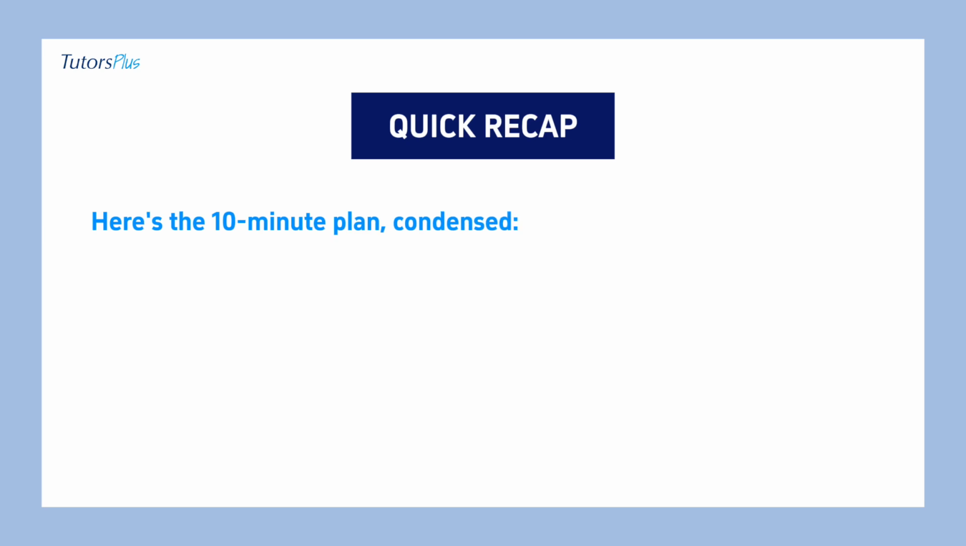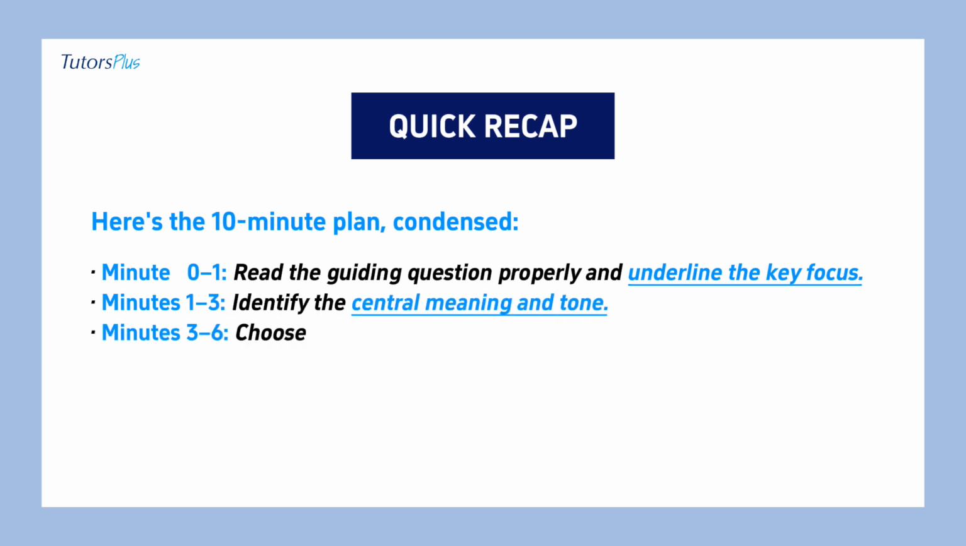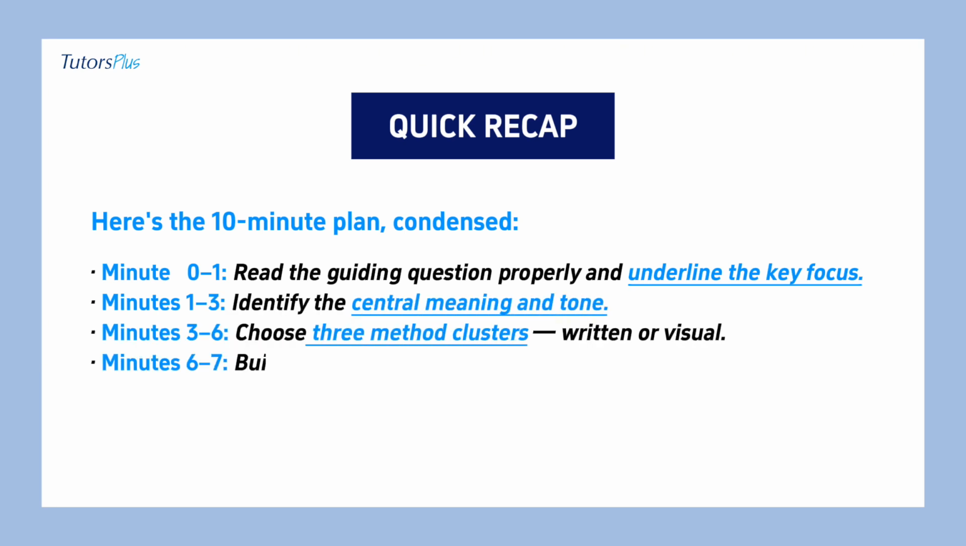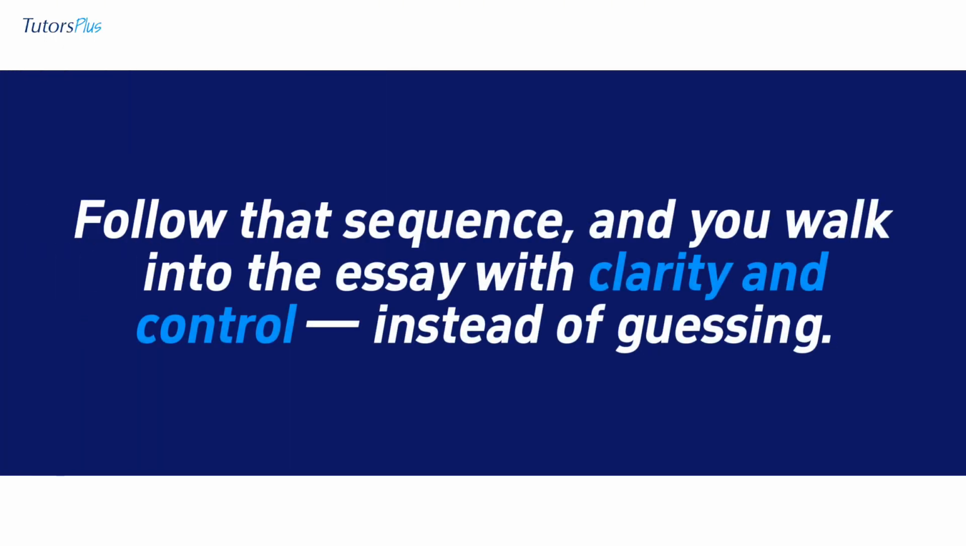So the 10-minute plan condensed. Minute 1 to 10, read the guiding question. Underline the key focus. Minute 1 to 3, identify the central meaning and the tone. 3 to 6, choose 3 method clusters, whether it's a written or visual text. 6 to 7, build a T.M.E thesis: tone, method, effect. Minutes 7 to 10, map your 3 paragraphs, the meaning, the method, effect for each. Follow that sequence and you walk into the essay with clarity and control instead of guessing.